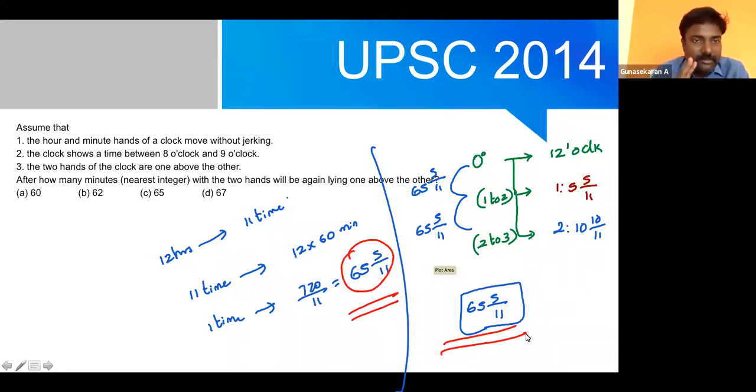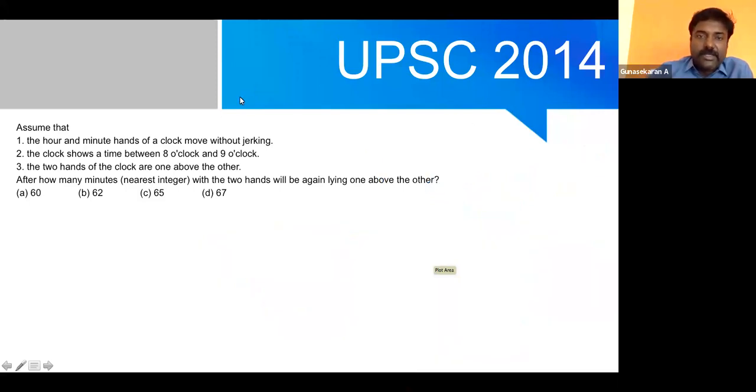So the second concept, one concept already, fast clock, slow clock time, that base question, and then this is another concept, most important in clocks. Based on this, one more question we are going to see. With that, we are going to end the clocks topic. Try to understand the concept. 65 5 by 11 minutes.